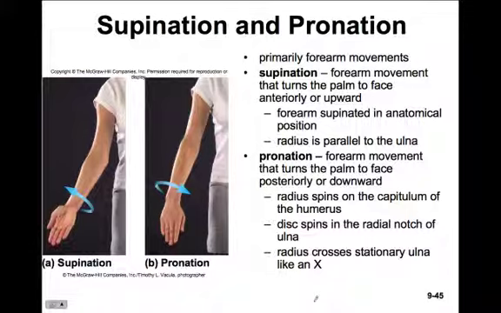In pronation, we see the opposite. In the forearm, it's movement where we turn the thumb inwards, so the palm faces posteriorly or downwards. In supination and pronation in the forearm, we see the radius, which is on the thumb side, crossing the stationary ulna. We can see pronation in the feet when we roll onto the inner arches of the foot and the feet flatten.